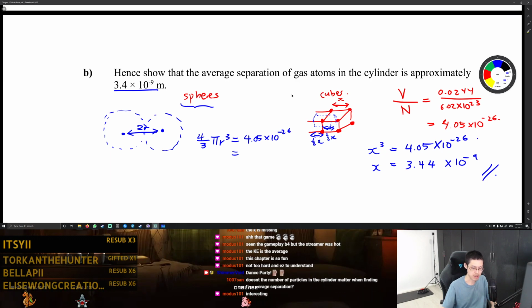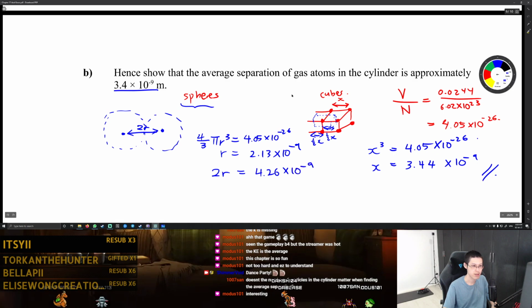Anyway, let me just work this out first. Then we cube root that. So r is going to be 2.13 times 10 to the power of negative 9. So 2r, which is going to be the separation, is 4.26. So there you go. As you can see, it's very similar, but not quite the same.